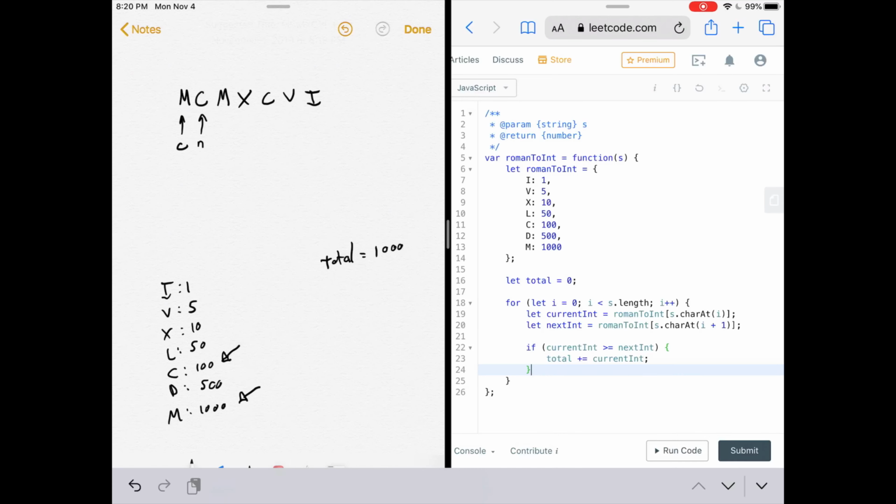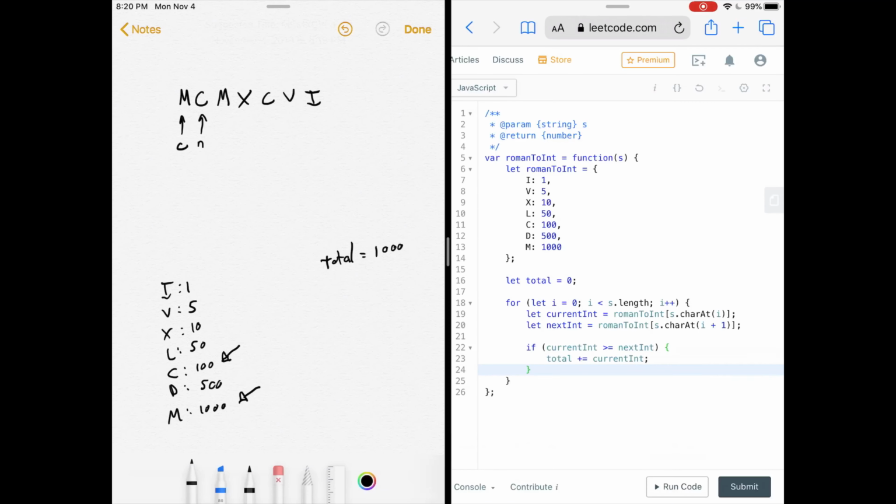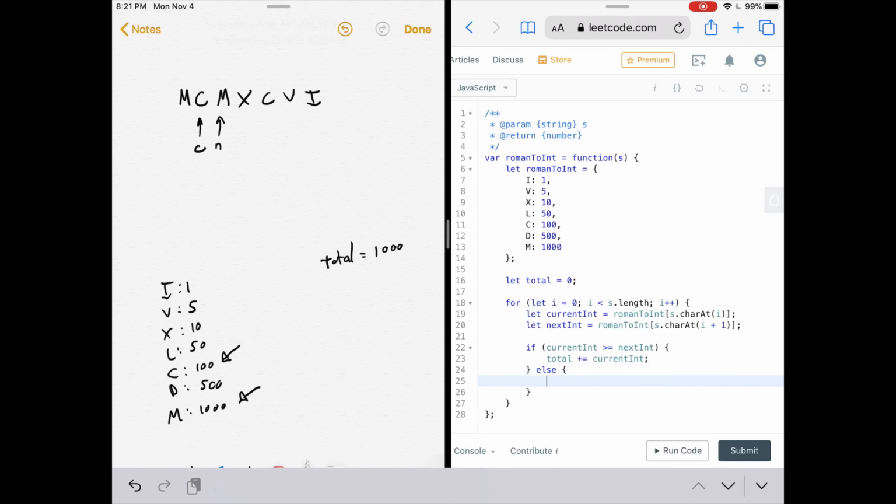Okay, so we've taken care of our first case where our current integer is greater than the next integer. So we'll just shift these references to the right. So current integer is now C, and the next integer is now M. So we'll go back to our if statement on line 22. Is current integer greater than or equal to the next integer? In this case, it's not, so we need an else statement. Remember, in this case, where the next integer is greater than our current integer, we have to add the total value for both of these Roman numerals to our total.